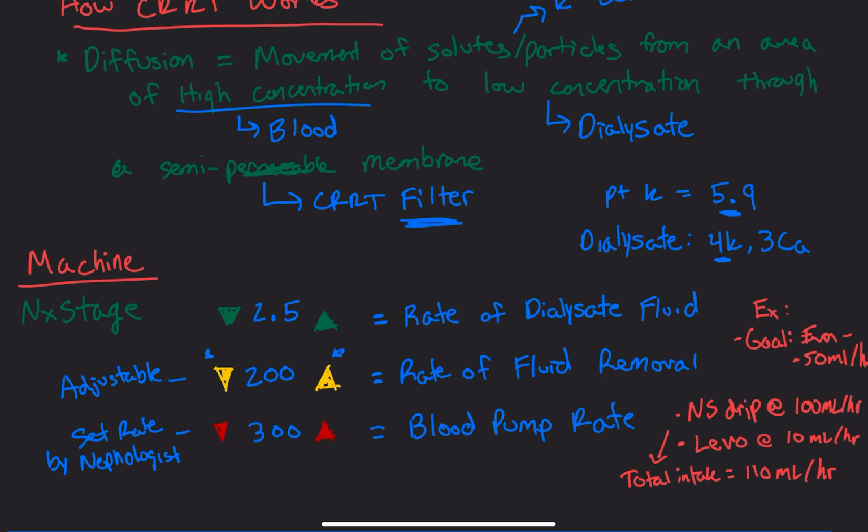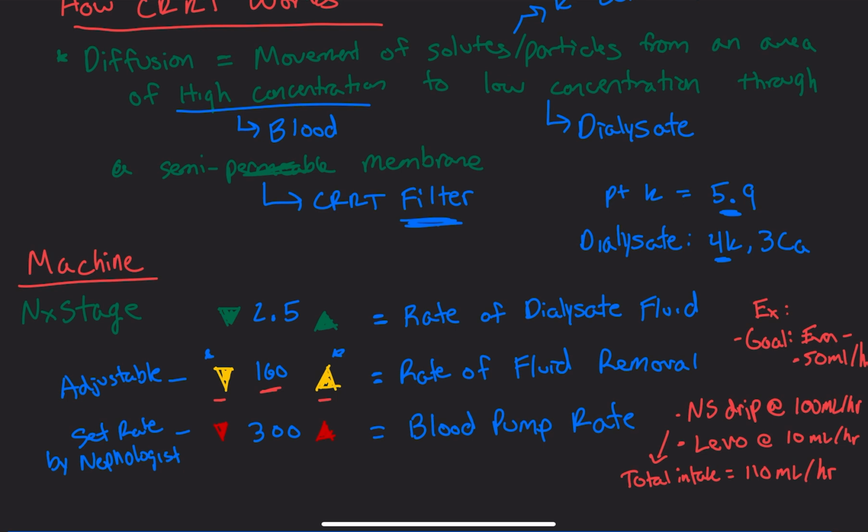So if your goal is even to negative 50, this is where you come and set this rate here. If your goal is even and you want to be exactly even, you're going to set this to whatever the intake is. In this example, they're getting 110 mLs in per hour, so you're going to pull 110 mLs out an hour. Or negative 50, so you want to remove 50 more than they're getting in. They're getting in 110 mLs an hour, so if you want to pull 50 more, you could set this at 160 mLs an hour.